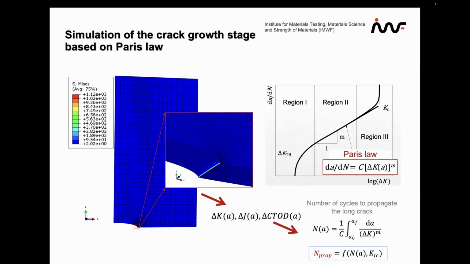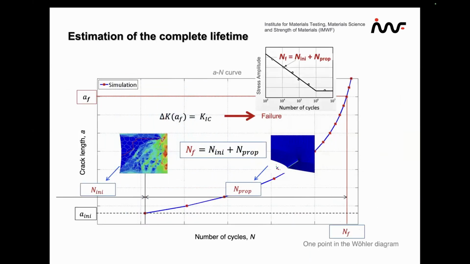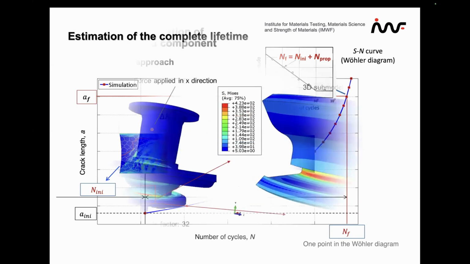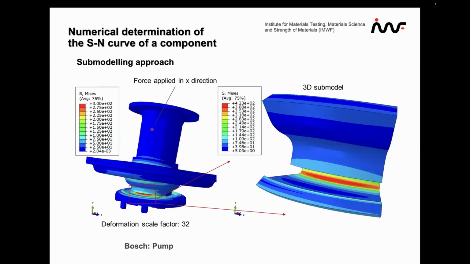Now, the propagation, as I mentioned before, we capture with the Paris law, and then in the end, the final number of cycles takes into account the initiation and the propagation phase. If everything works well, we have at the end one point in the Wöhler diagram, the S-N curve, and we do that for every stress level to get the full diagram.